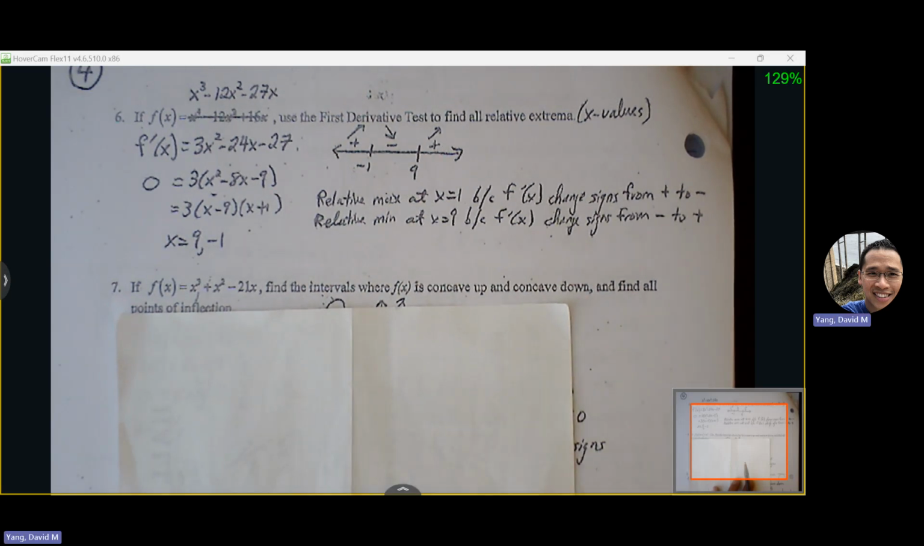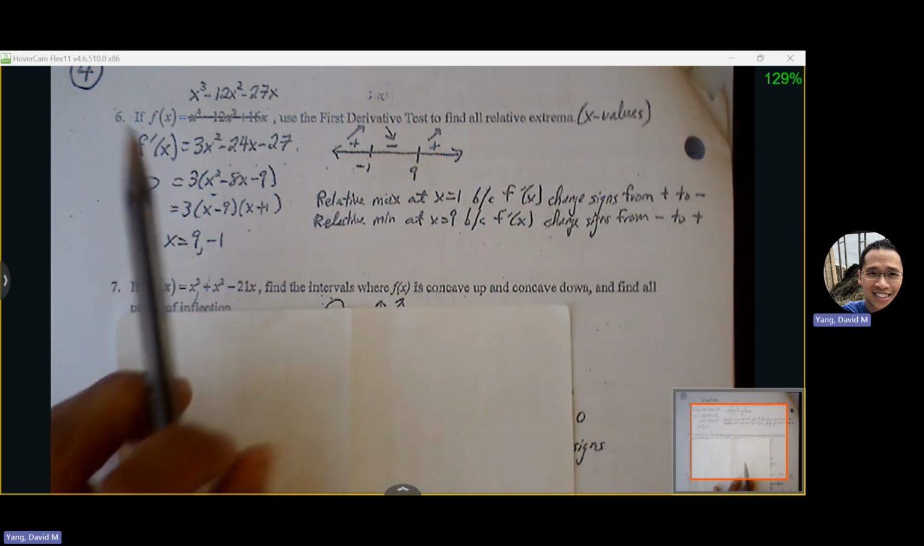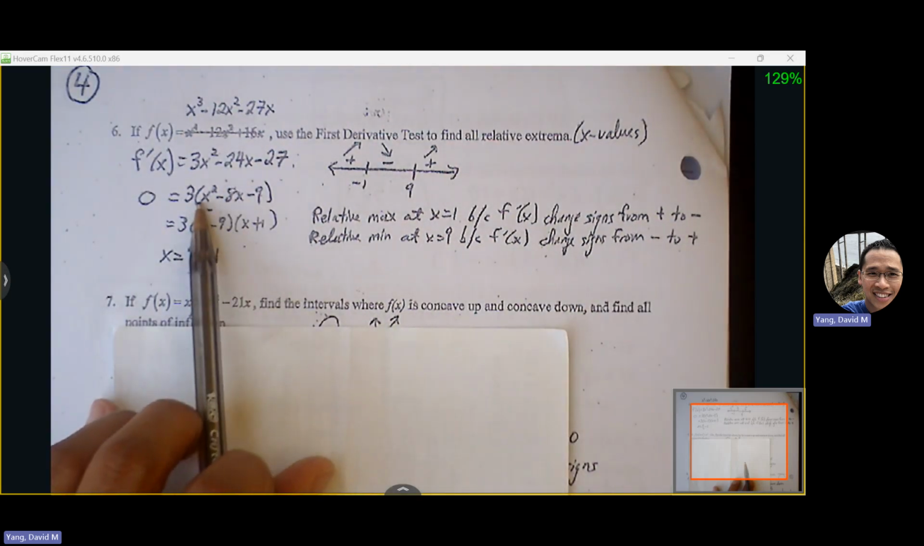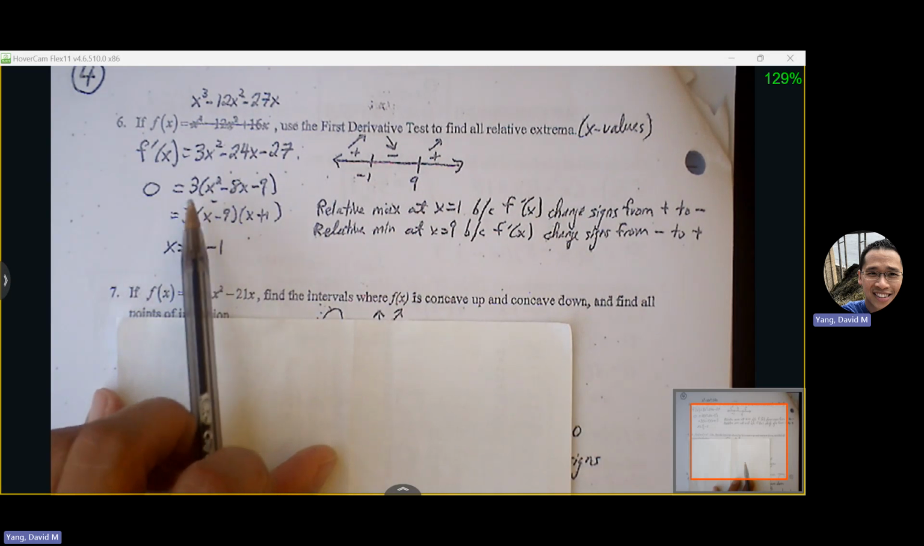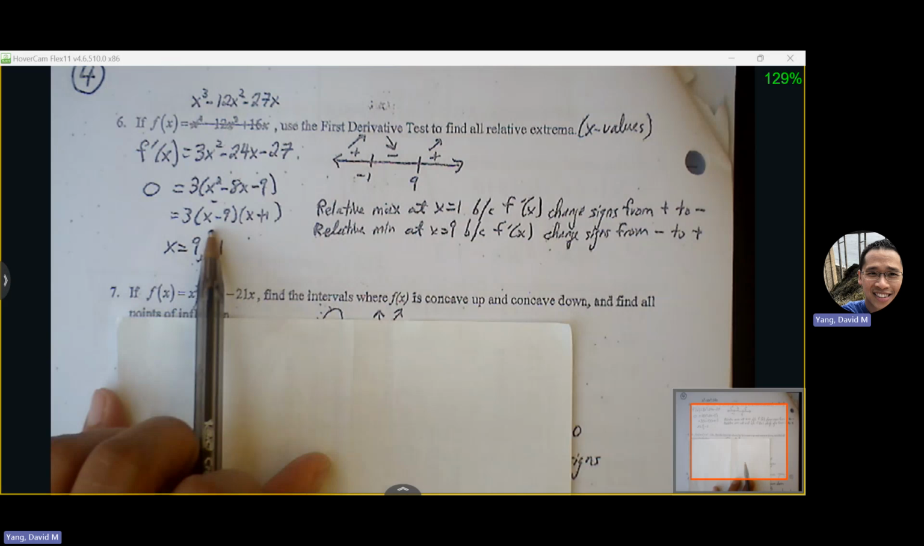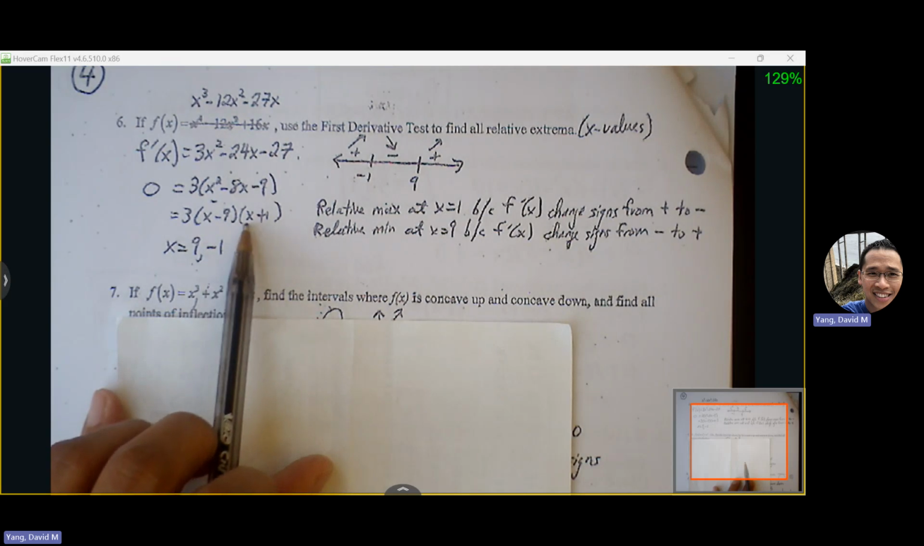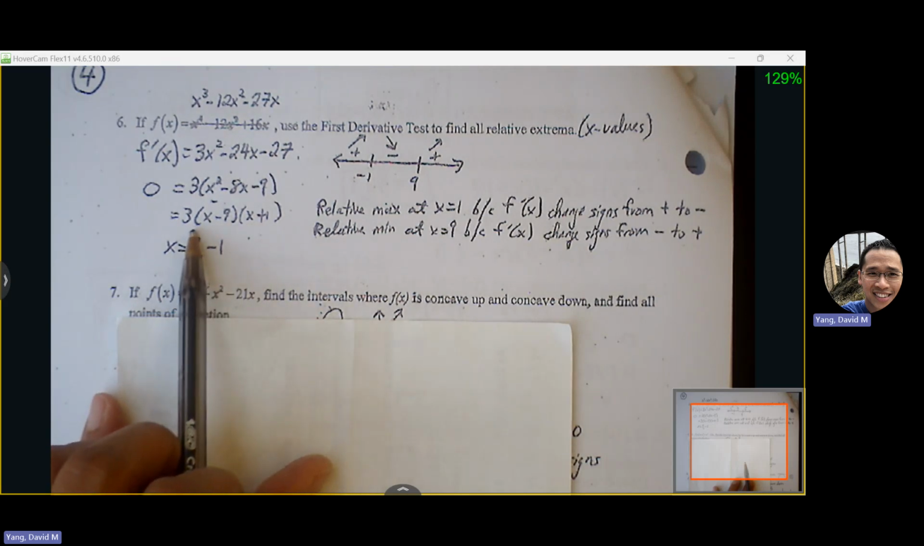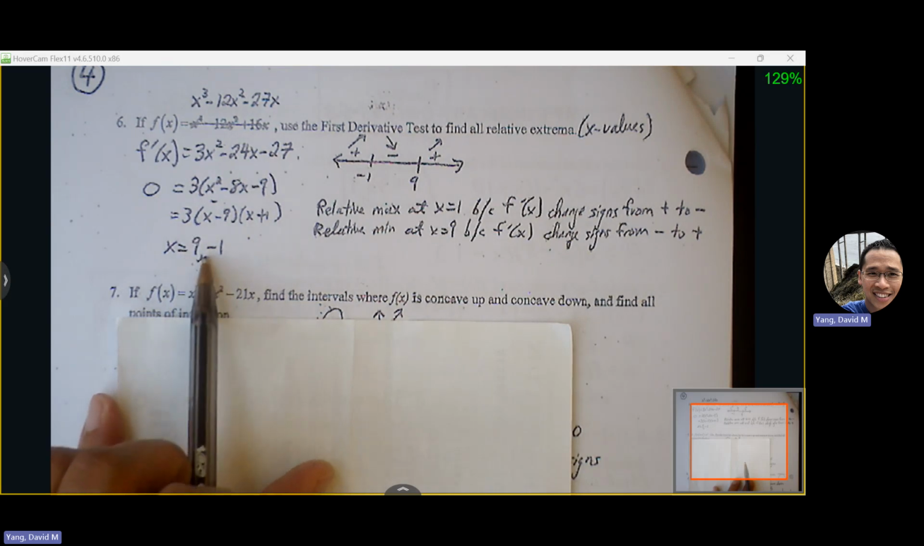Okay, so this problem is only asking for your relative extrema. So from our function, we can find our first derivative. From our first derivative, we can set equal to 0. Factor out a 3, continue factoring. We set each part equal to 0. We get x minus 9 equals 0, x plus 1 equals 0. If you set the coefficient equal to 0, it won't make any sense. There's no variable there. 3 equal to 0 is not a solution. So only 9 and negative 1.